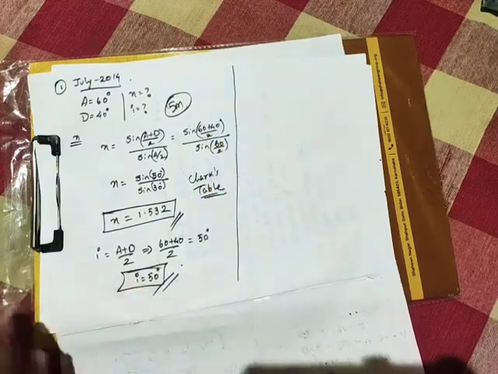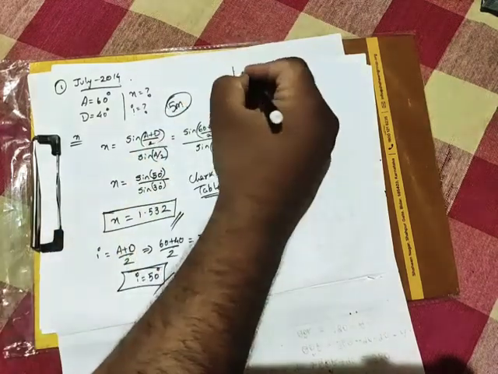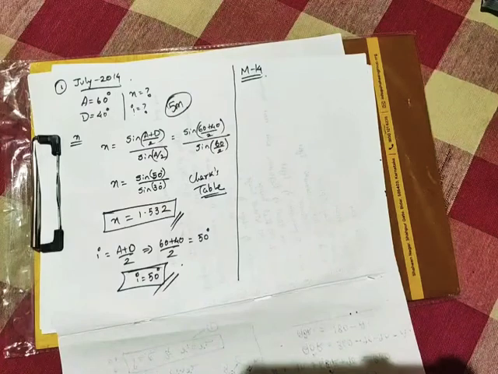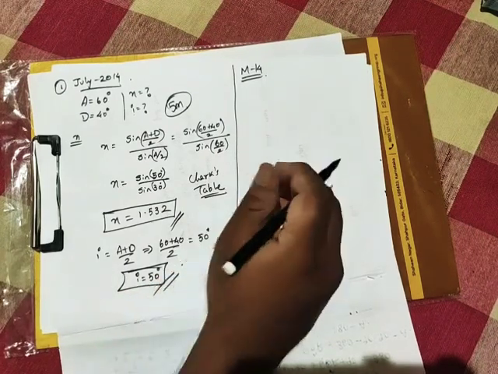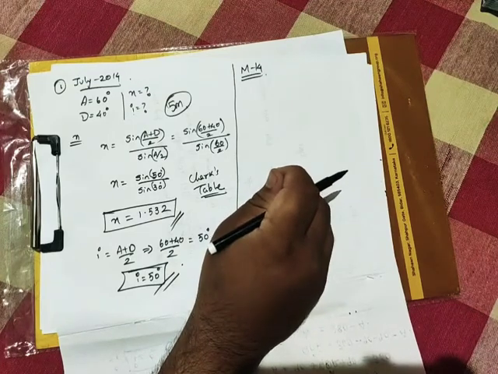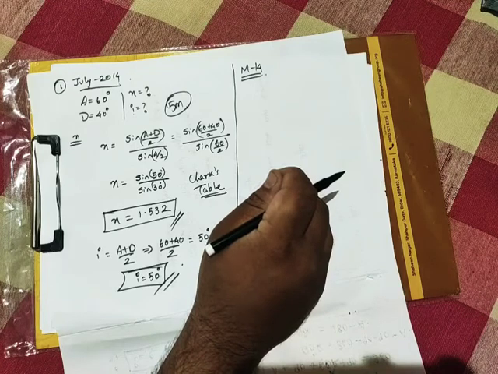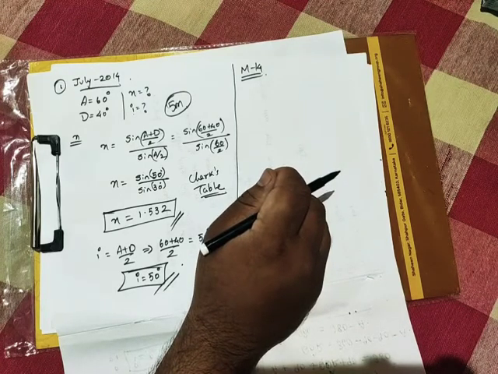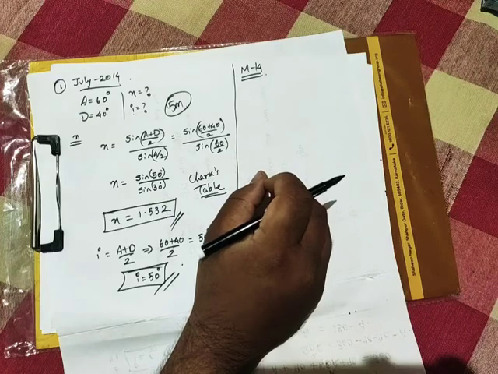Yes, let us move on to another sum from March 2014. From March 2014, let me read out the question. Two lenses of focal length 0.2 meter and 0.3 meter are kept in contact. I repeat, two lenses of focal length 0.2 meter and 0.3 meter are kept in contact. Find the focal length of the combination. Calculate the power of two lenses and the combination.